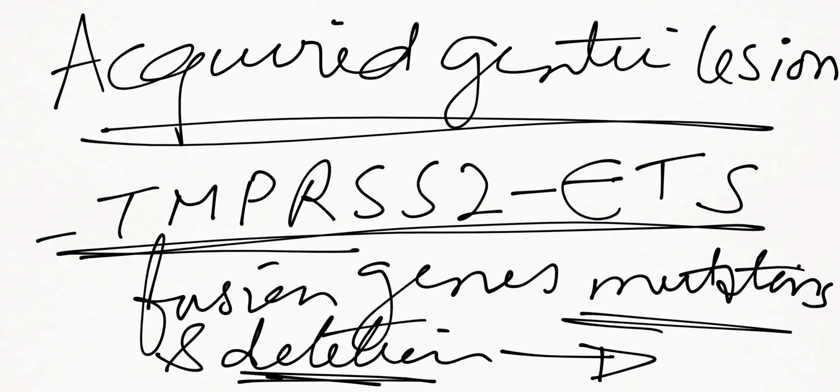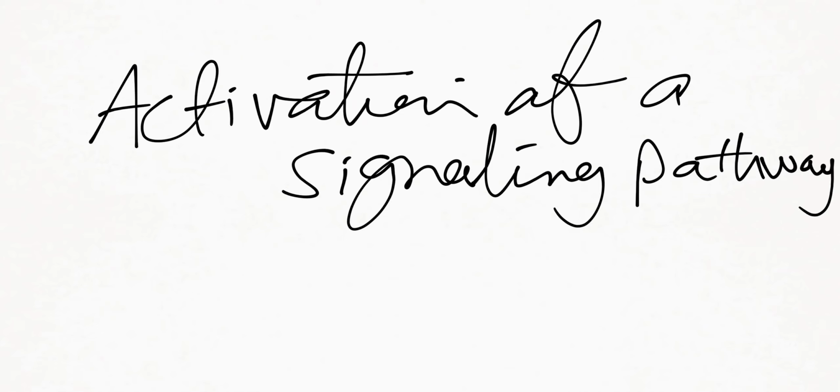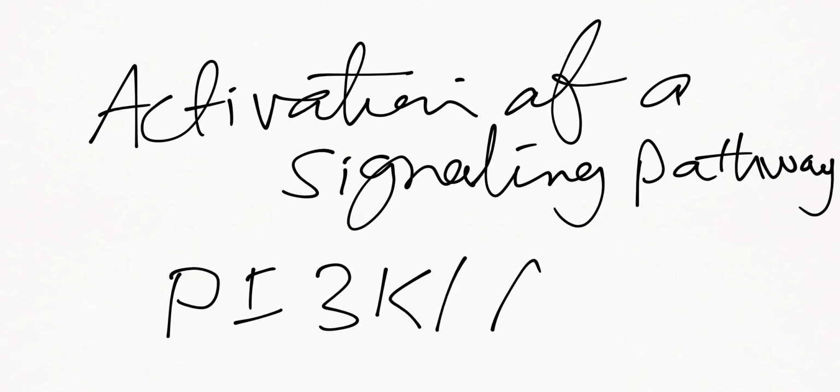Okay, so this fusion gene mutation and deletion is going to lead to the activation, and this is the main point here, the activation of a pathway. This pathway is called a signaling pathway. Okay, and this signaling pathway is called as follows. You need to keep this in your mind: PI3K-AKT.